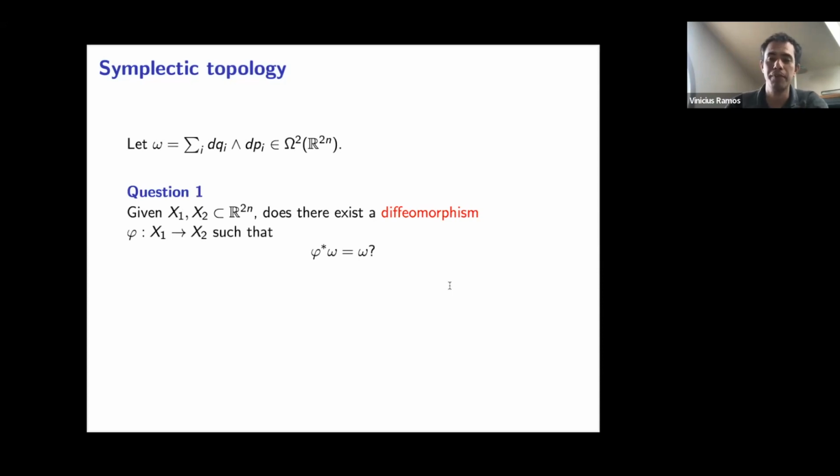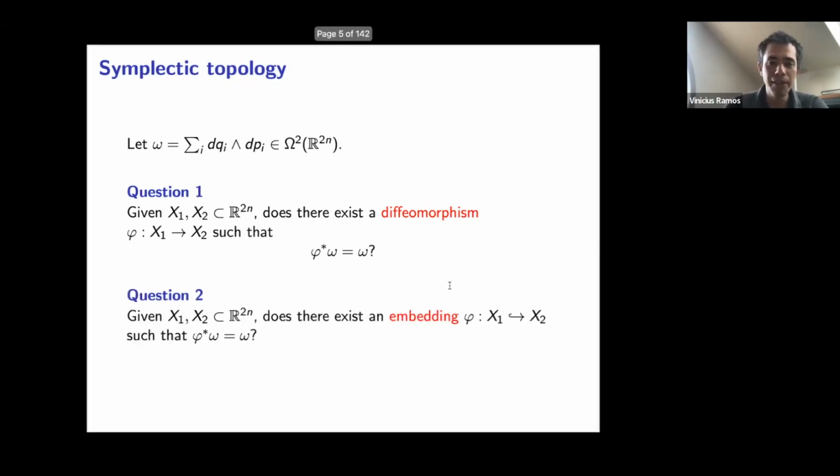So that's what we call the symplectomorphism. And the second question, which is a bit easier, is when does there exist a symplectic embedding? So those two questions are going to motivate everything that I'll talk about here. And I think we all study these questions from one angle or another.